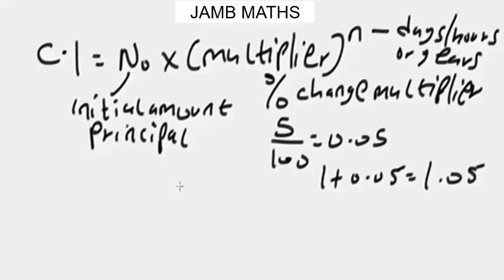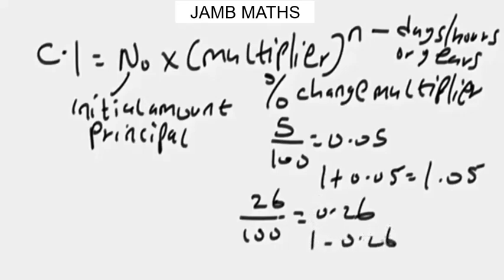If the question is dealing with reduction, for instance, a 26% decrease, basically we mean 26 over 100. So when you punch it in the calculator, you are going to have 0.26. Since we're having a 26% decrease, the percentage change multiplier will be 1 minus 0.26, which will give us, when you punch in the calculator, 0.74. Okay, so this is basically what you have to know about this.